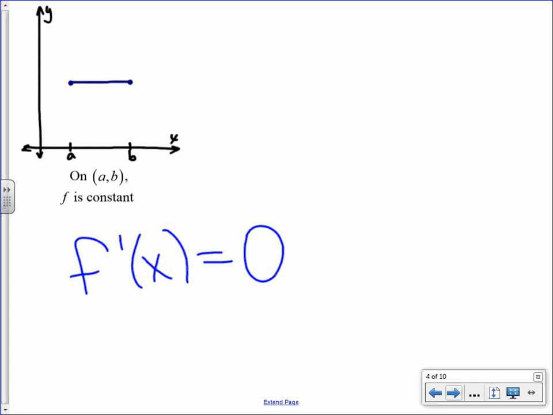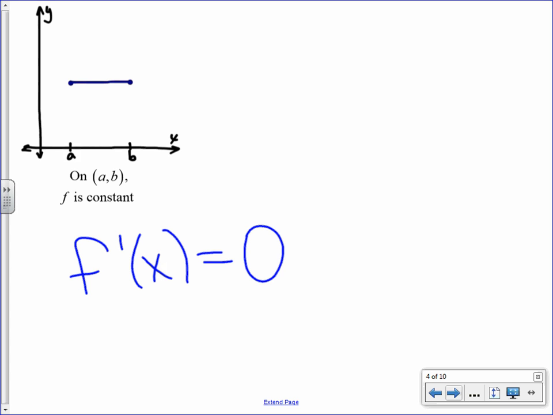Because remember our critical value could be where our derivative is 0 or undefined. So we are always going to write these as open intervals.